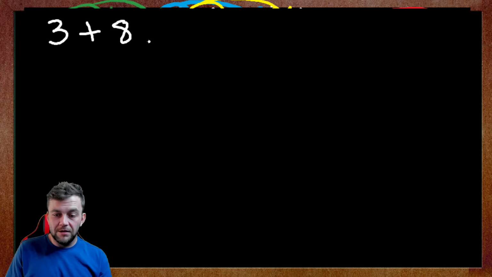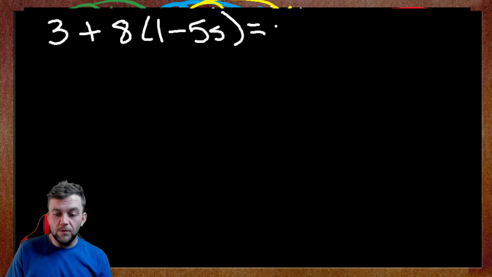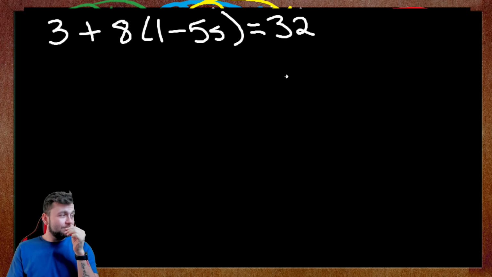We have a lot of different problems that we can do. So 3 plus 8 parentheses 1 minus 5s parentheses equals 32. Okay.